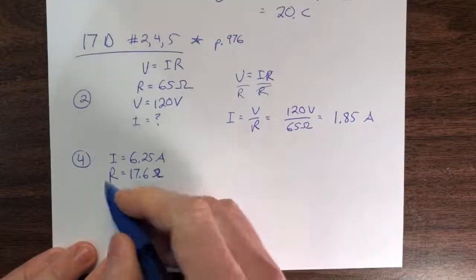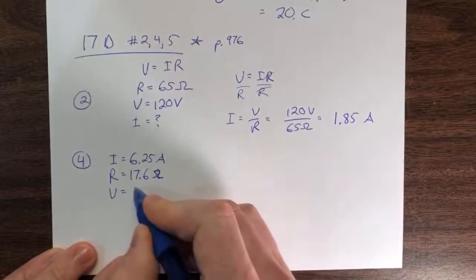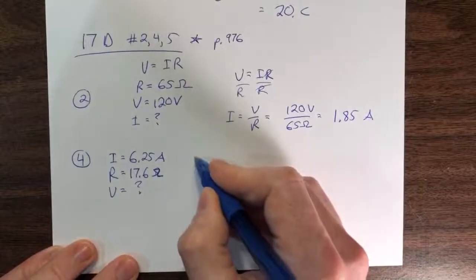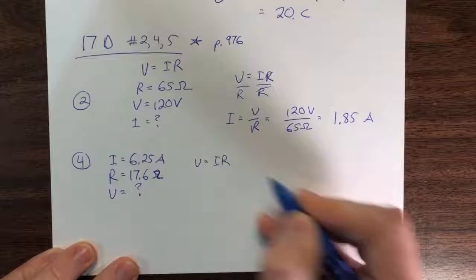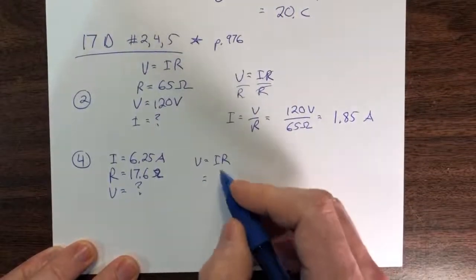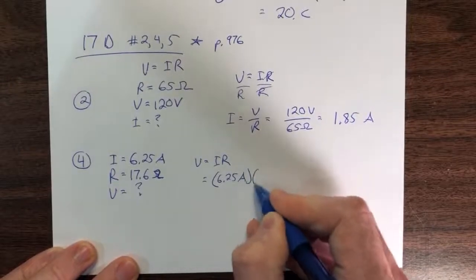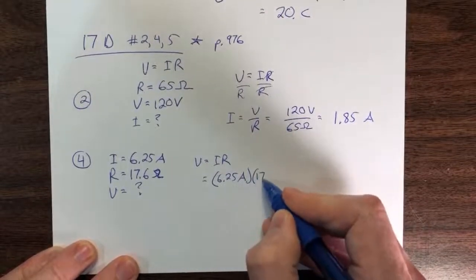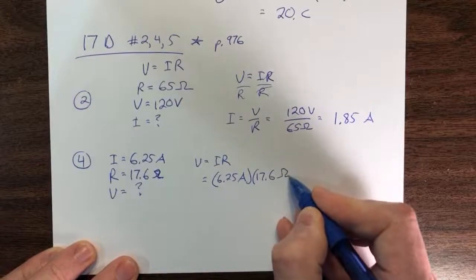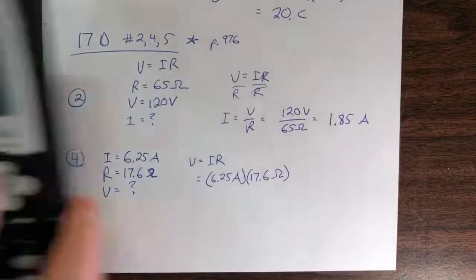All right, so we're solving for V. And that's going to be a simple V equals IR. No need to rearrange anything, just multiplying them together: 6.25 amps times 17.6 ohms. Let's do that.